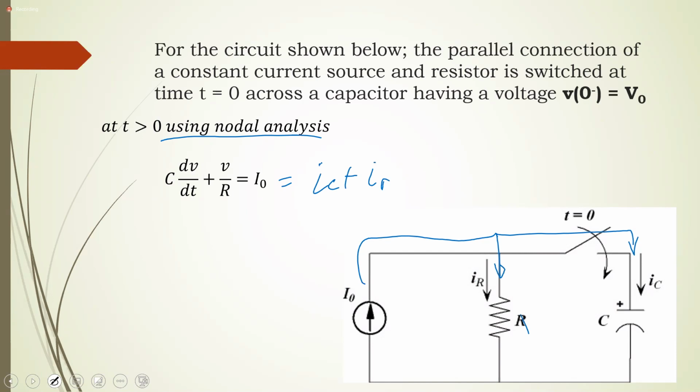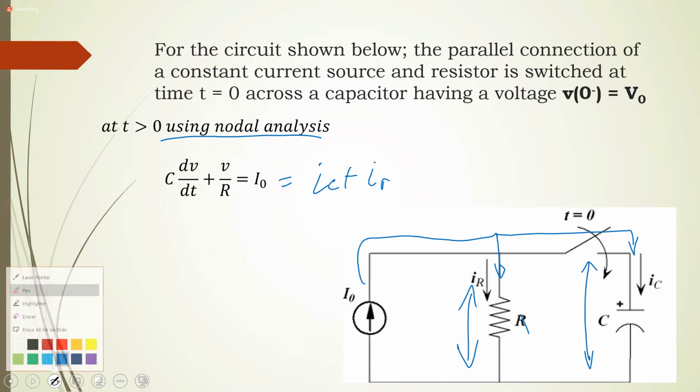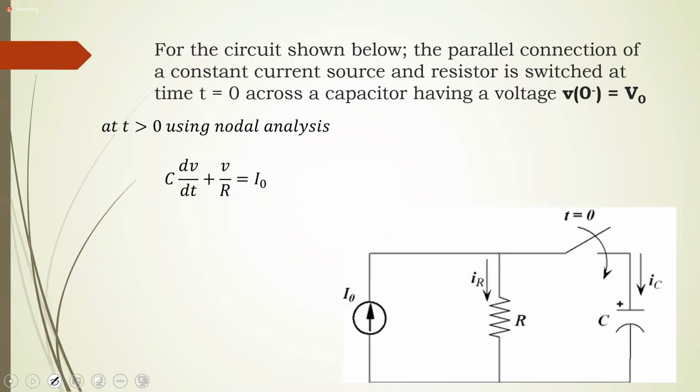So C dV/dt plus V over R, because remember, the rate of change of voltage times the capacitance gives us the current through the capacitor. At the same time, whatever voltage is across the capacitor is equal to the voltage across the resistor, because they're in parallel. They are in parallel because the voltage across them is the same. So we have that, applying nodal analysis.